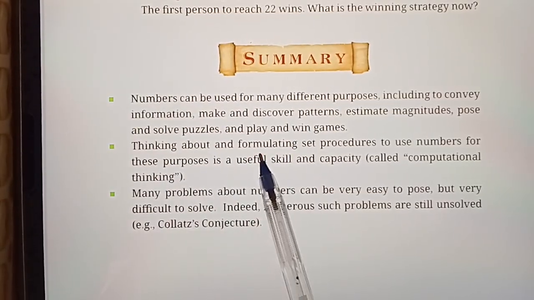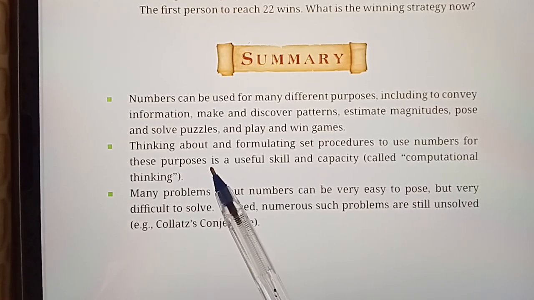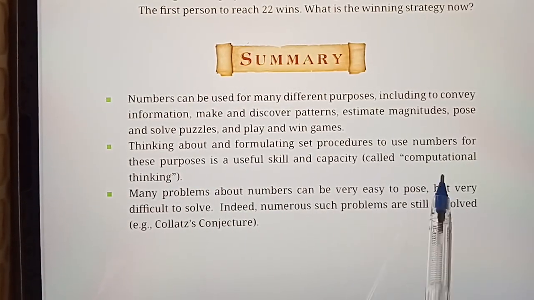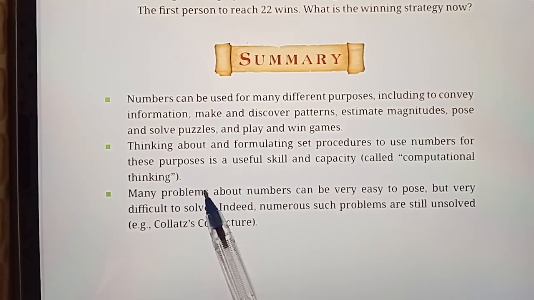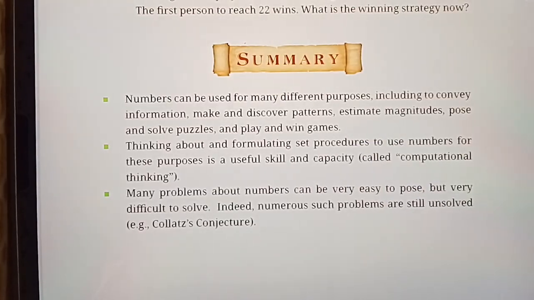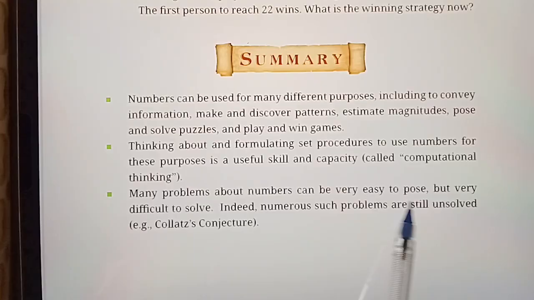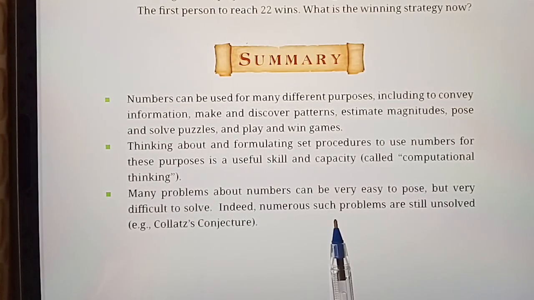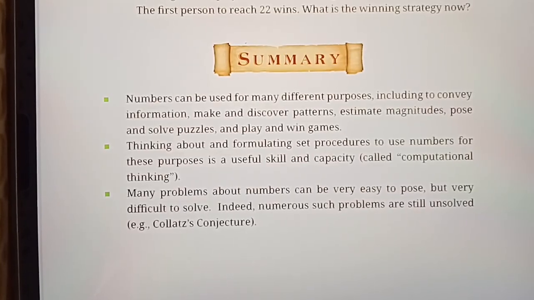Next is thinking about and formulating set procedures to use numbers for these purposes, which is a useful skill and capacity called computational thinking. Computational thinking is when you use numbers to solve patterns or make patterns. Next is, many problems about numbers can be very easy to pose but very difficult to solve. Indeed, numerous such problems are still unsolved. An example is the Collatz conjecture. It's still a mystery.